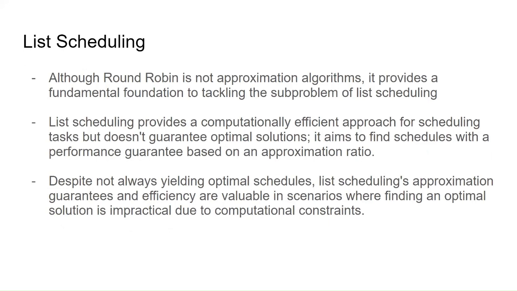Although round robin is not an approximation algorithm in itself, it's going to help provide a fundamental foundation to tackling the subproblem of list scheduling. List scheduling provides a computationally efficient approach for scheduling tasks, but it doesn't guarantee optimal solutions. It aims to find schedules with a performance guarantee based on an approximation ratio. Despite not always yielding optimal schedules, list scheduling's approximation guarantees and efficiency are valuable in scenarios where finding an optimal solution is impractical due to computational constraints.